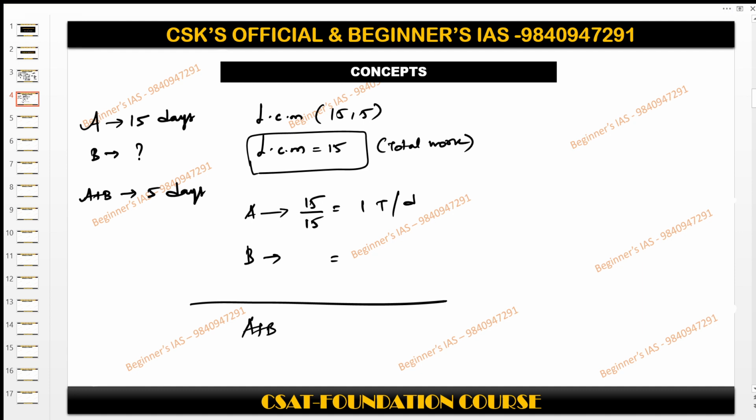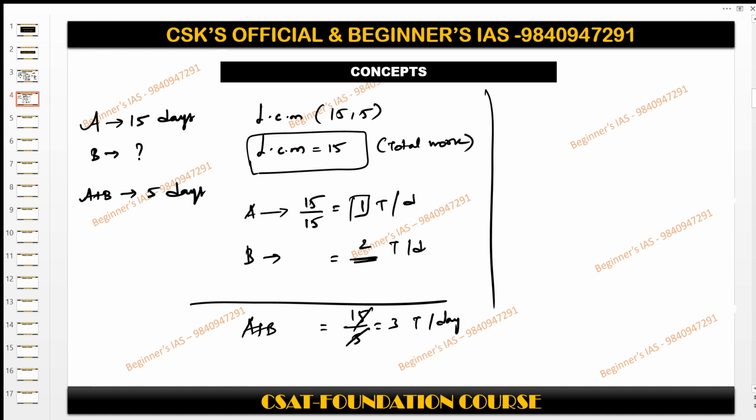Listen carefully. If A plus B are working, then they can complete 3 toys per day. Now here, 1, in order to get 3, what should be added to 1? 2 should be added. Therefore B has the capacity of making 2 toys per day. So if B alone is working, then it is 15 divided by the per day work of B, that is 2. Therefore B takes 7.5 days to complete the work. So anybody having a doubt?